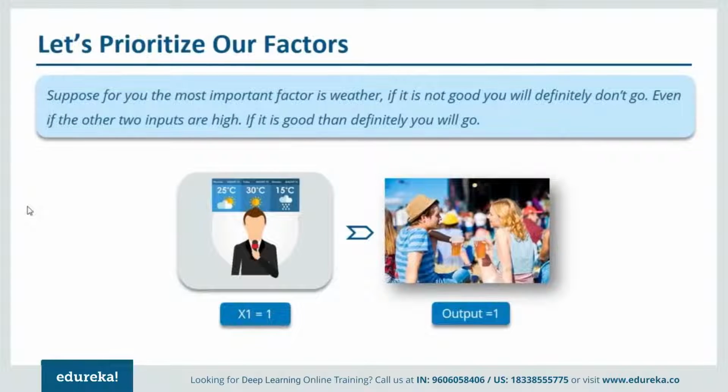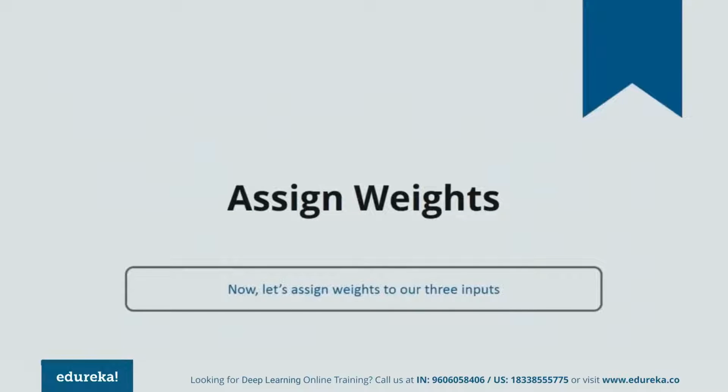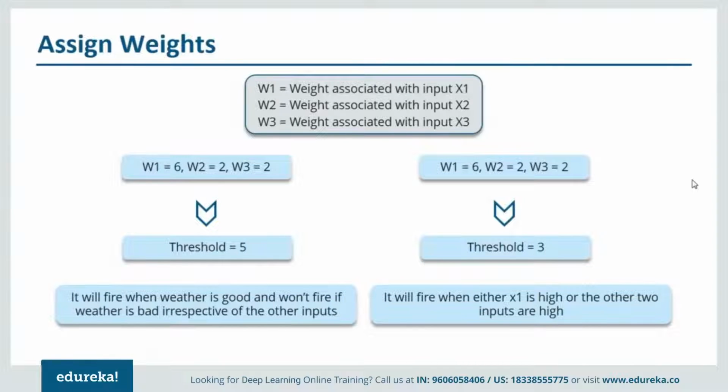So we do that by using weights. We assign high weights to the more important factors or inputs, and we assign low weights to those inputs which are not that important for us. So let's assign weights, guys. Weight W1 is associated with input x1, W2 with x2, and similarly W3 with x3.